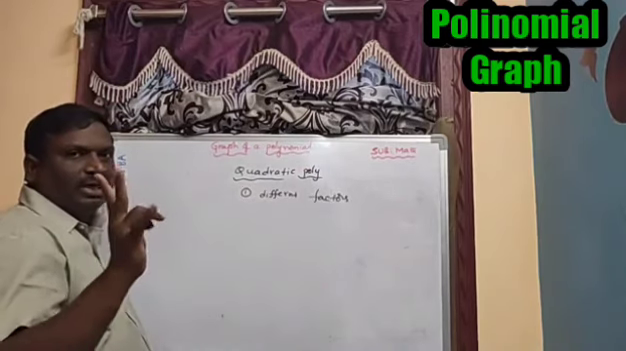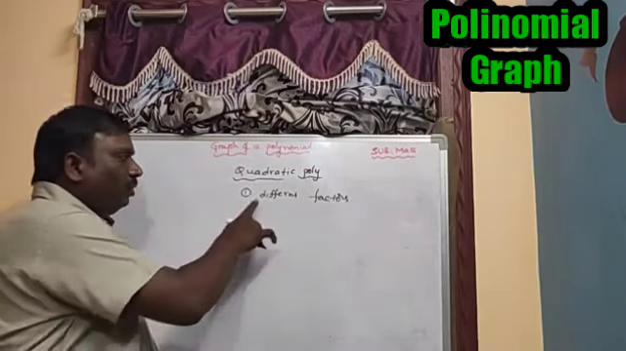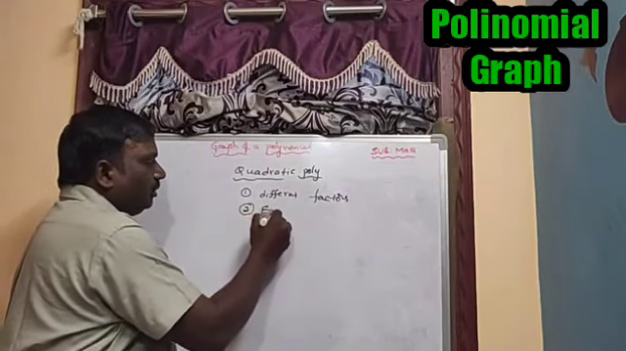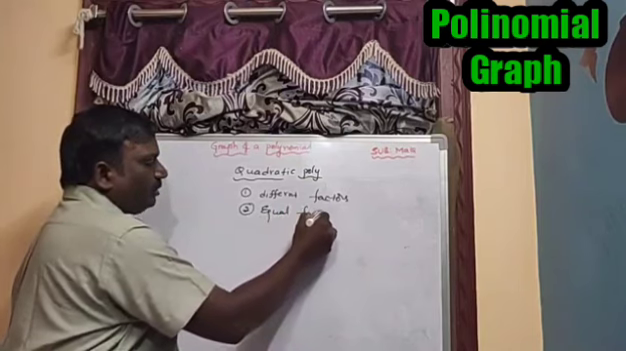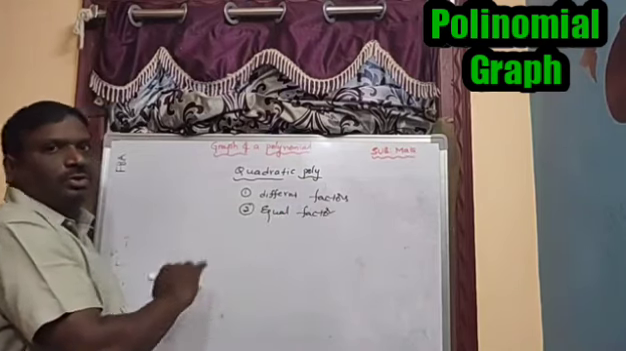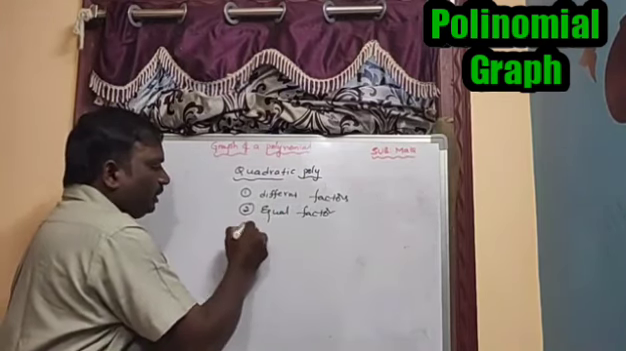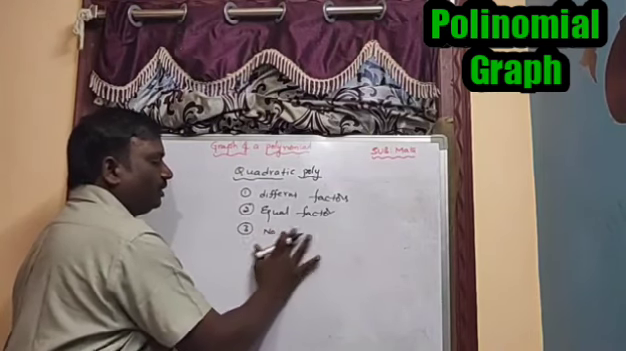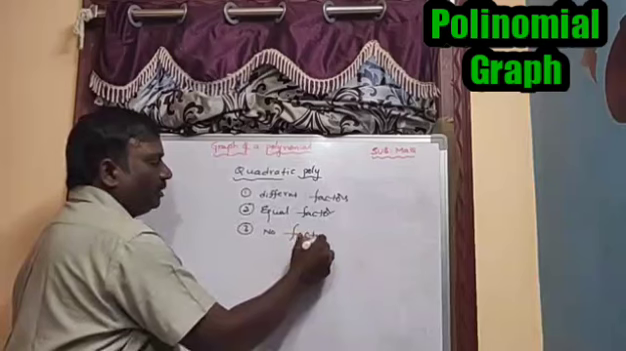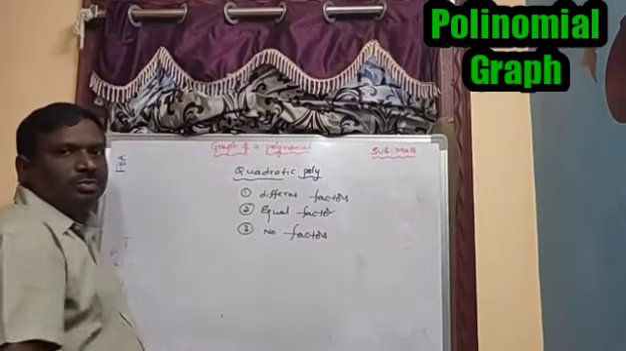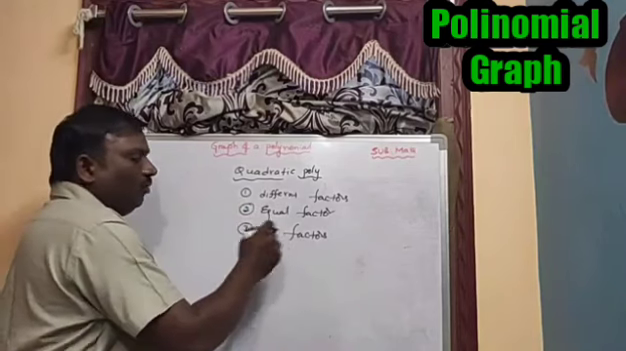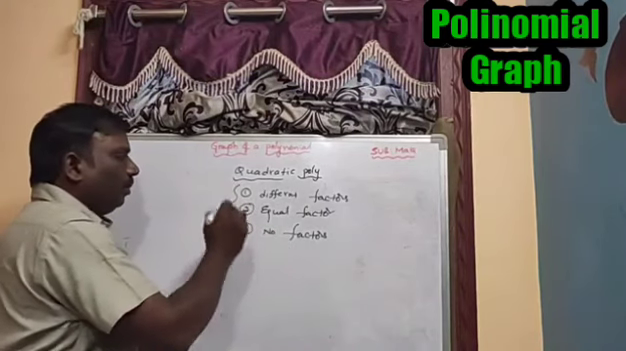Quadratic polynomial means two factors will come, two zeros will come. If those are different, that is the first case. The second case is equal factors; sometimes we'll get equal zeros. And the third case is no zeros, or no factors. Factors are zeros: different zeros, equal zeros, or no zeros. Only these three cases will come.